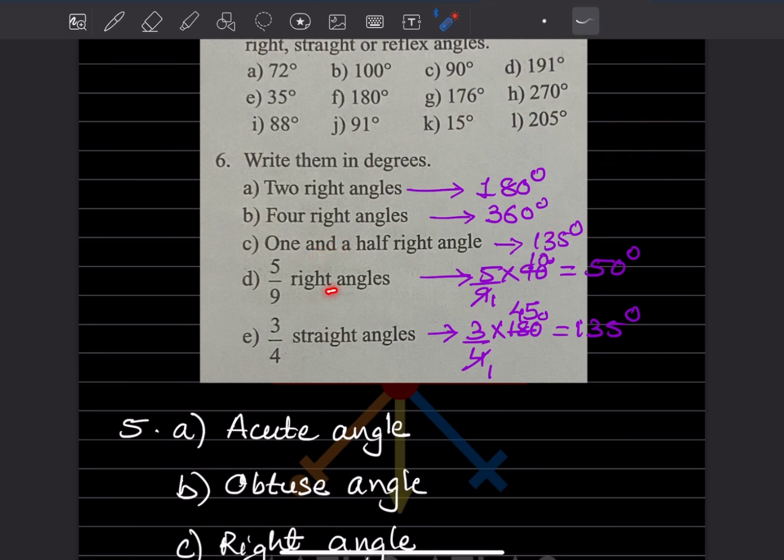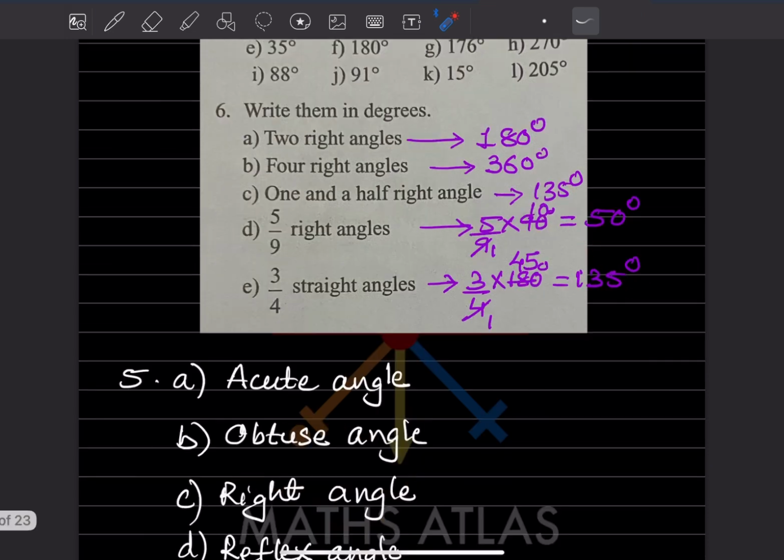5 by 9 right angles. A right angle is 90 degrees, so 5 by 9 into 90. Nine tens are 90, so that is 50 degrees. 3 by 4 straight angle. A straight angle is 180. So 3 by 4 into 180. When you simplify this, 180 divided by 4 is going to be 45. So 45 into 3 is going to be 135 degrees. So hope this is clear. I have written it over here so it becomes more clear.